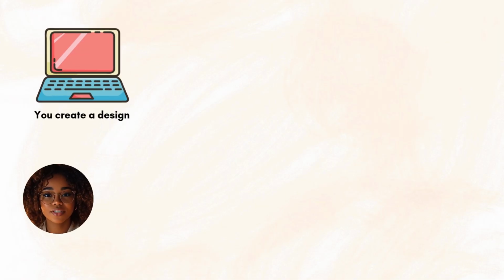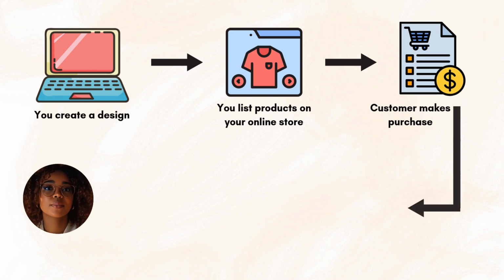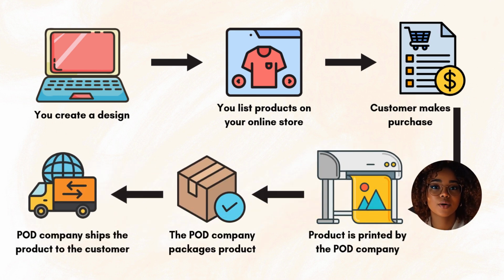Here's how it works. First, you create or upload your designs for items like t-shirts, mugs, or phone cases. Next, you list these products for sale on your store or marketplace. When someone makes a purchase, the product is printed and shipped directly to the customer by your POD provider. The best part is there's no need to worry about storage, production, or even shipping. Everything is handled for you.